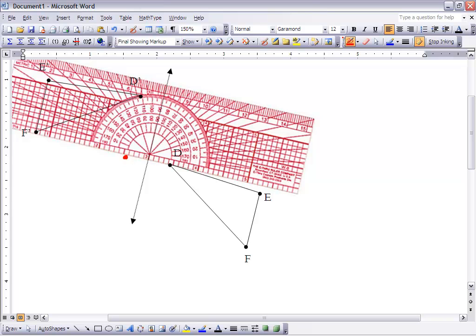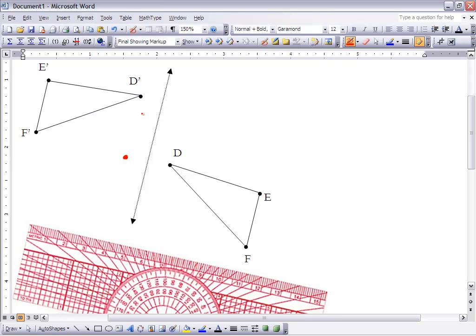And then I'm going to use that to get my translation. So to finish that off then, I'm just going to draw the vector going from this image of D after the reflection up to where it ends up. And you'll notice how this vector is parallel to the line of reflection, which it should be. So this would be my vector for that translation. Call it V. Okay?